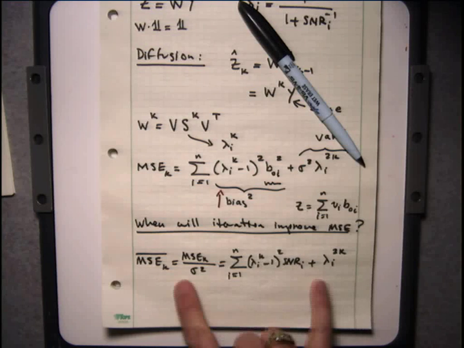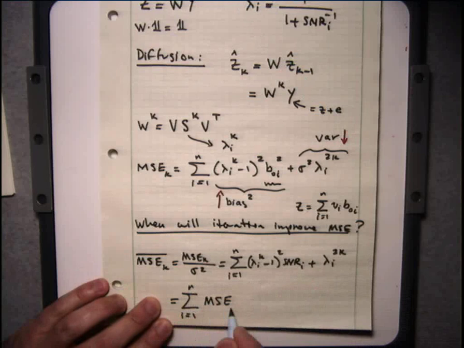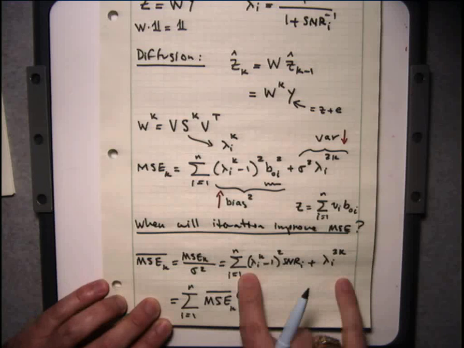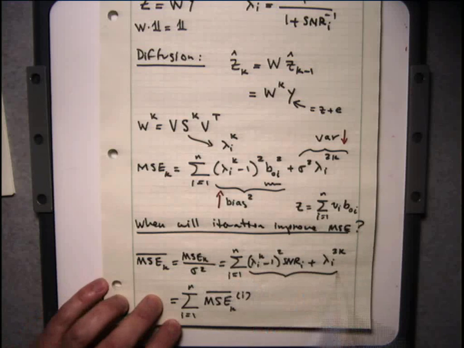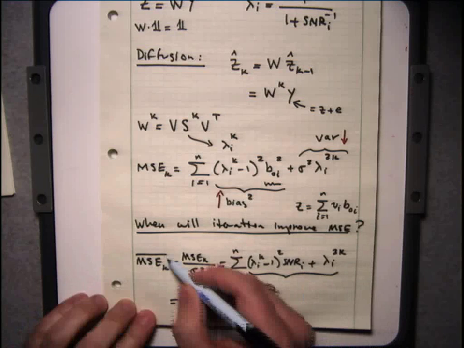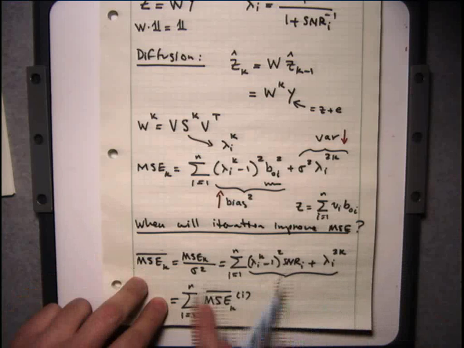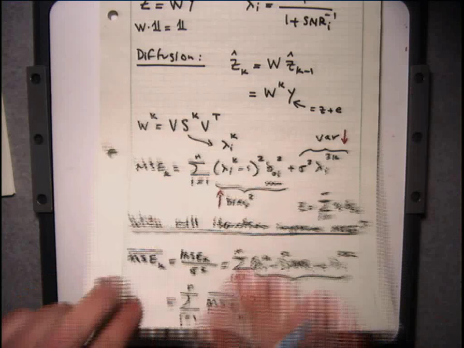Okay, so what I'm going to do now is write this as the sum, i equals 1 to n, of the mean squared error, and I'm going to make this a function of i. So in other words, each term here is the mean squared error of the ith component, or the ith channel, at the kth iteration. Okay? And so, like I said, it's very difficult to see how this whole thing is going to improve, but I can study this particular component and see what happens.